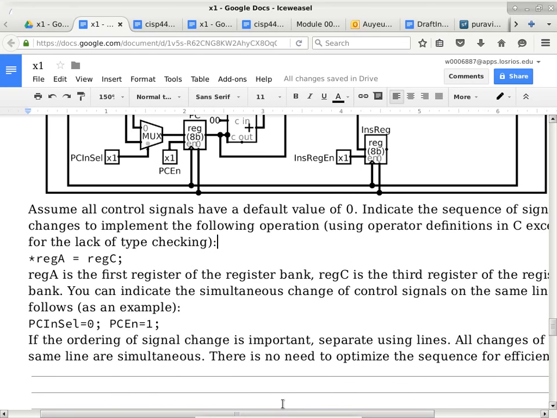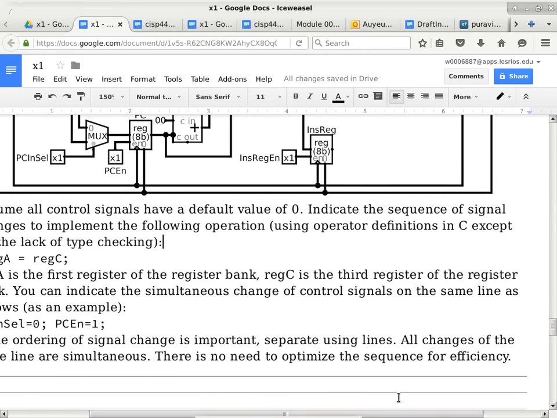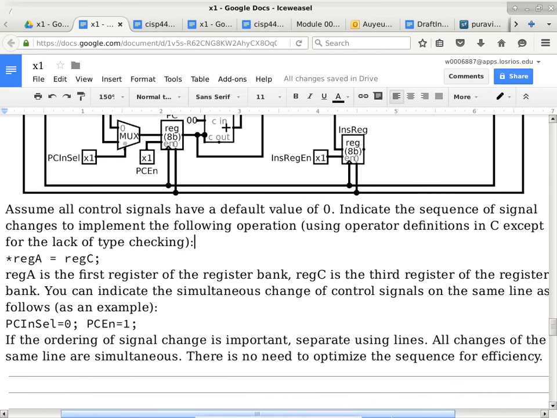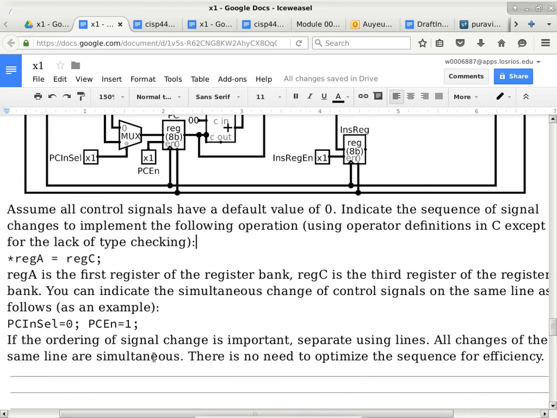And let me see. Well, I thought I mentioned that. Okay, right here, I think it's right here. All changes of the same line are simultaneous. But because when we do it on logic sim, we're individually clicking on one input line, so that's the way I was thinking.